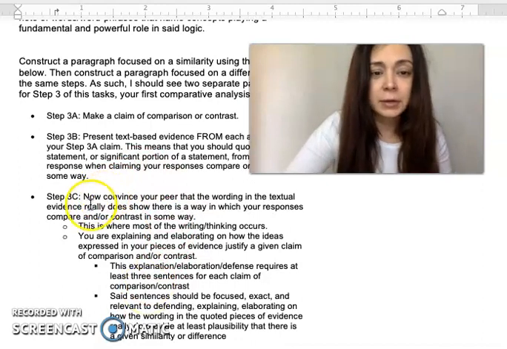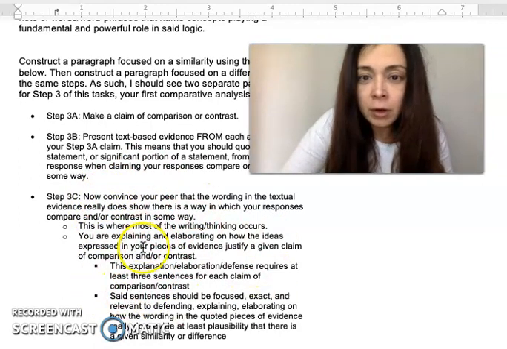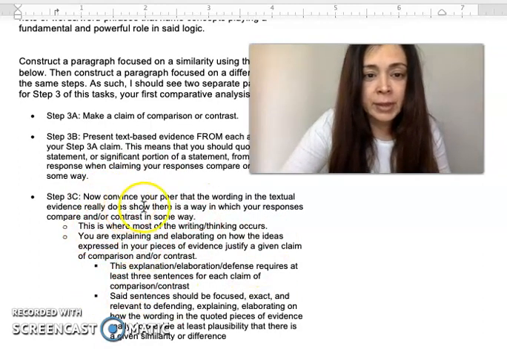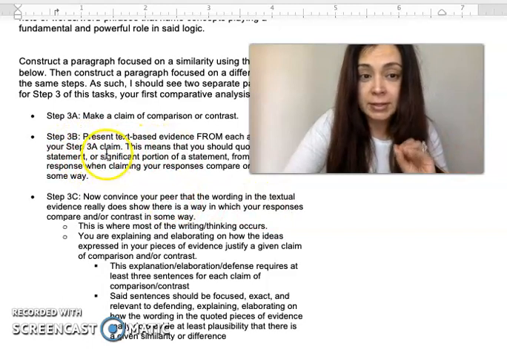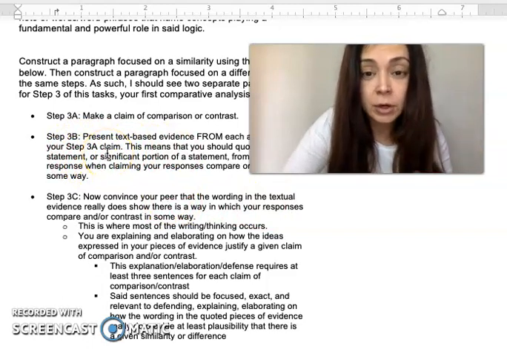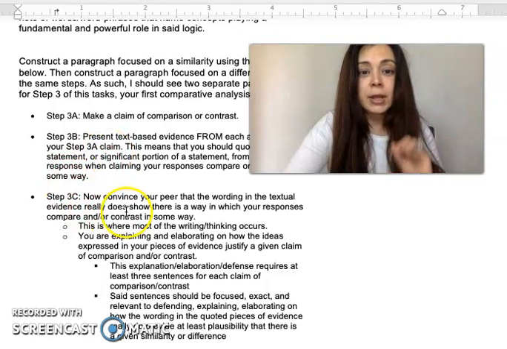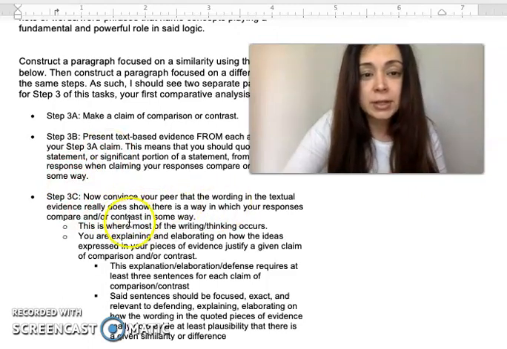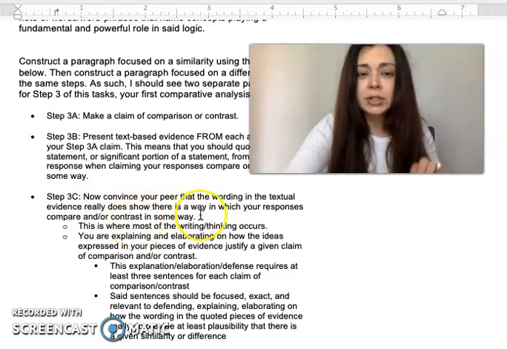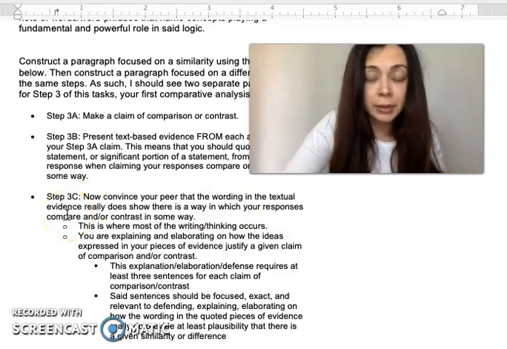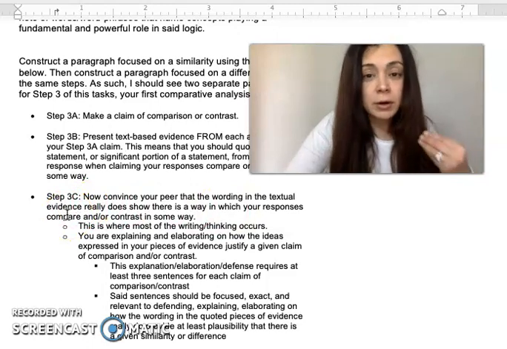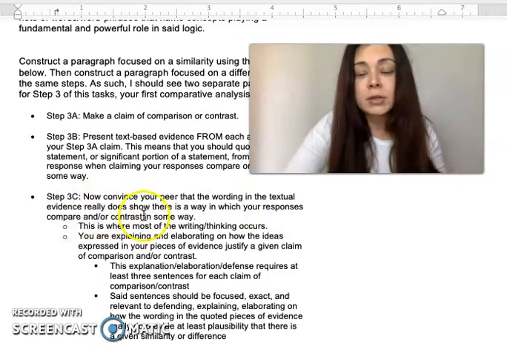Okay, so this is where the hard work occurs. So now convince your peer that the wording in the textual evidence, that is the textual evidence that you provided at step 3B, at that point in your paragraph construction, convince your peer that the wording in the textual evidence really does show that there is a way in which your responses, that is your arguments, either compare, have something alike, have something the same, or similar in some way, and or different.